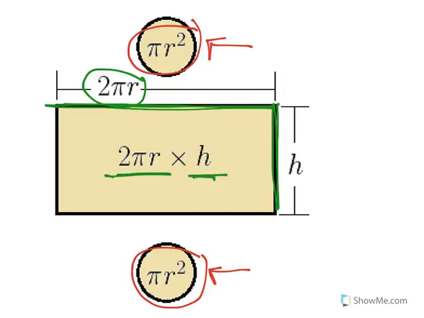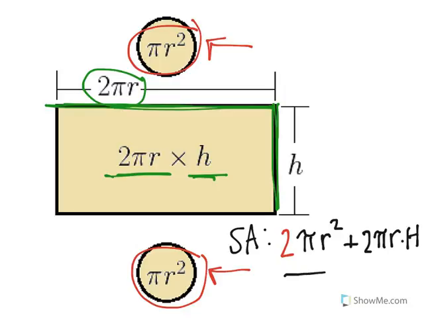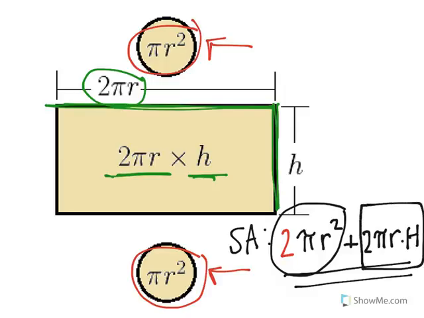So when we put the circles and that curved center together, the surface area formula for a cylinder is we're going to take 2 of the circles, so 2 of the pi r squared, and then we're going to add that middle section, which is that 2 pi r times the height. So this gives us that surface area of a cylinder. We take 2 of the circles, and then we take the area of that curved center and add them together.